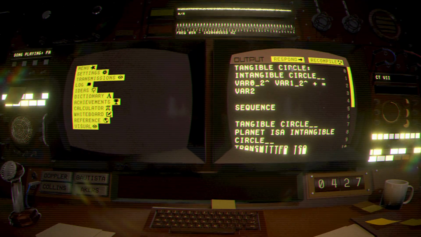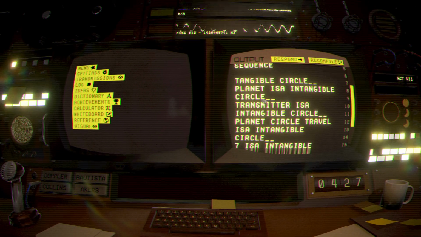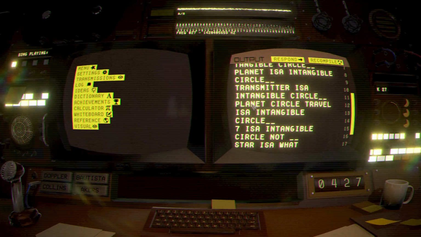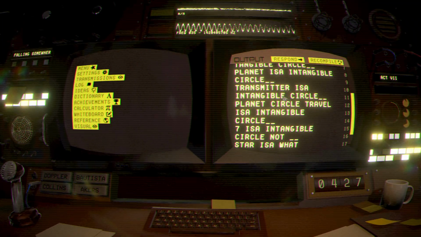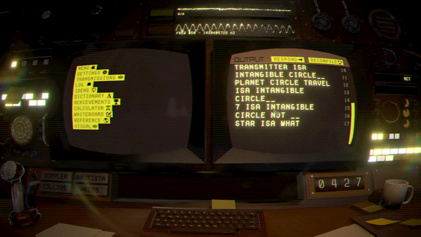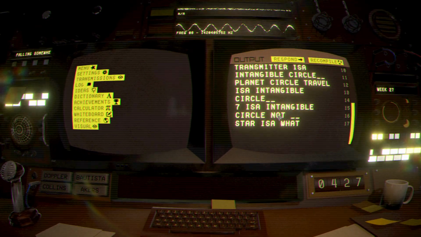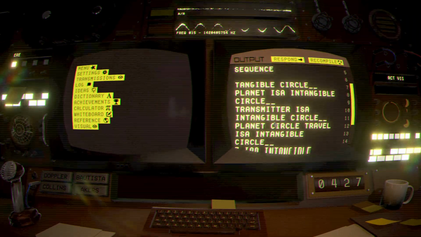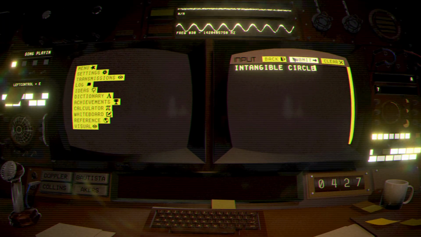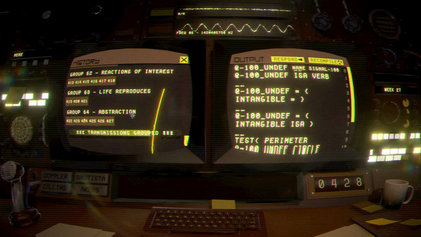Is it a tangible circle or is it an intangible circle? A planet. Intangible circle. Transmitter is intangible circle. What? Planet? Travel is an intangible. 7 is an intangible. A little lost. Star is a tangible circle. Don't understand what that means though.